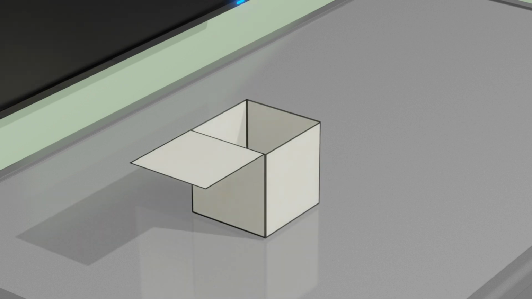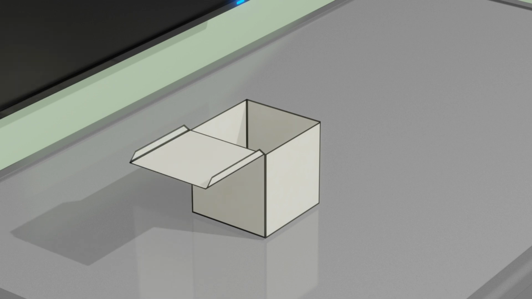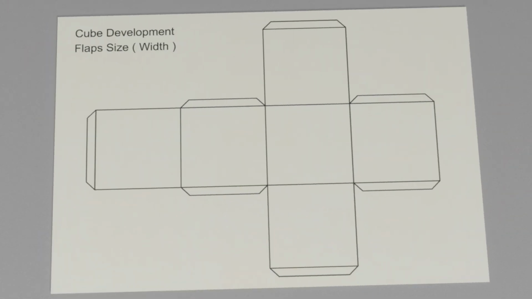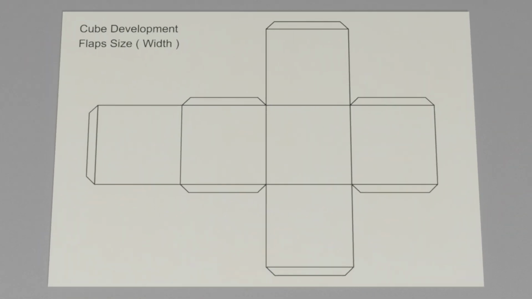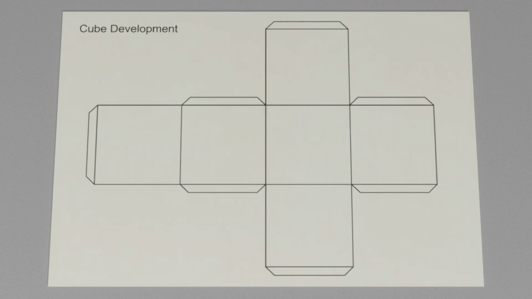Another thing to consider when determining the flaps position is not to leave any face without flaps, because flaps also act as stiffeners. A face without flaps can easily be bent, but with flaps it becomes more stiff, and will not bend easily. As for the flap size, it may vary according to the size of the shape. So for small shapes like this cube, a flap width may range from 3 to 5 mm. So this is an ideal 2D development to build a cube.